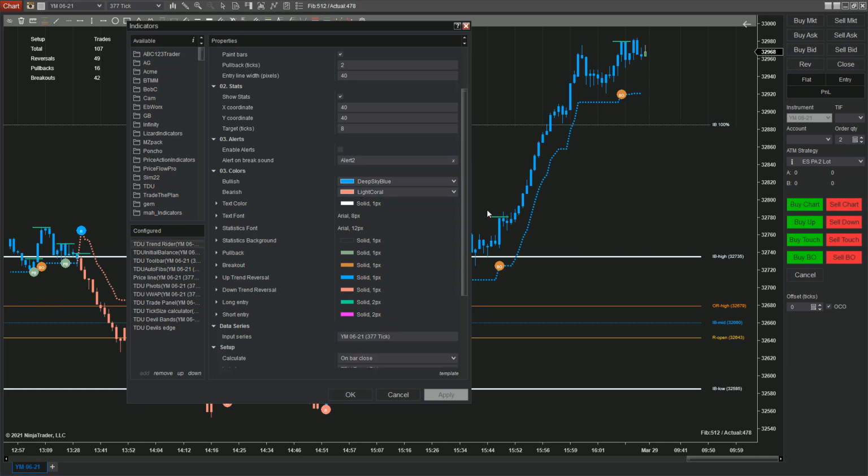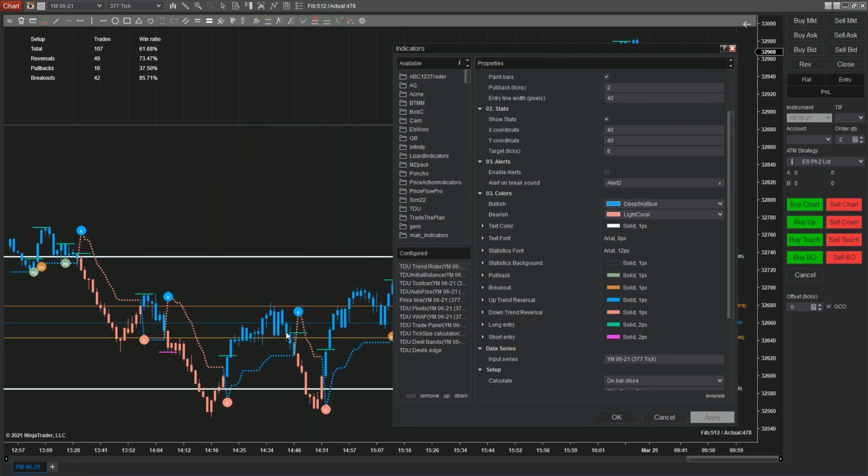Just bullish and bearish colors here in terms of the paint bars. The text font, just in terms of the size, would be relative to the statistics we'll get over here in a second. The statistical font here, I have it just set to 12.